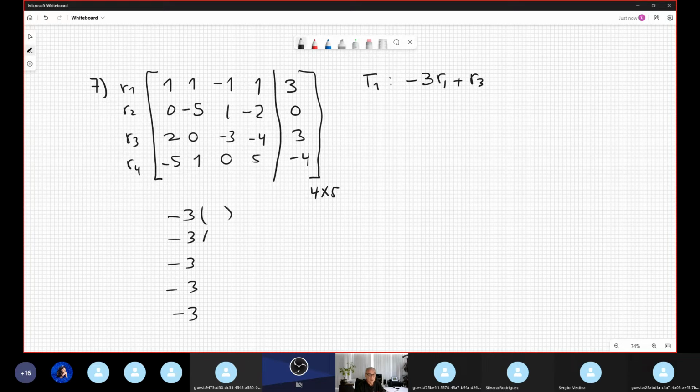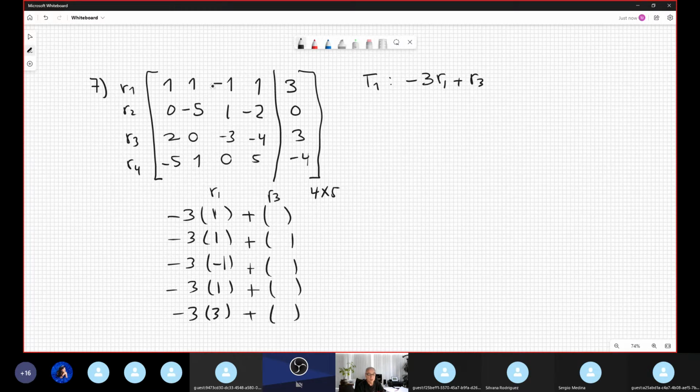Multiply by any element in the row 1. This is the element in the row 1. Okay, so 1, 1, negative 1, 1, and 3, plus the element in the row 3. And the element in the row 3 is 2, 0, 2, 0, minus 3, minus 4, and 3. Equal.